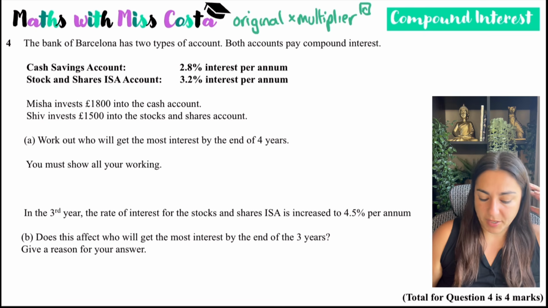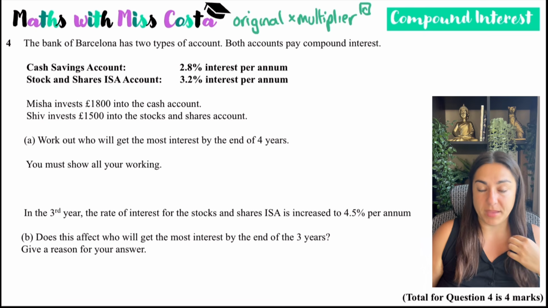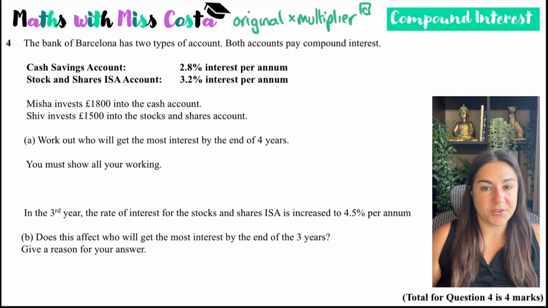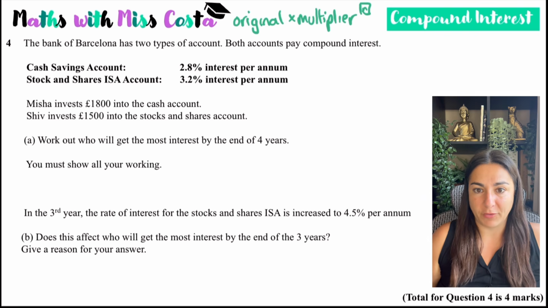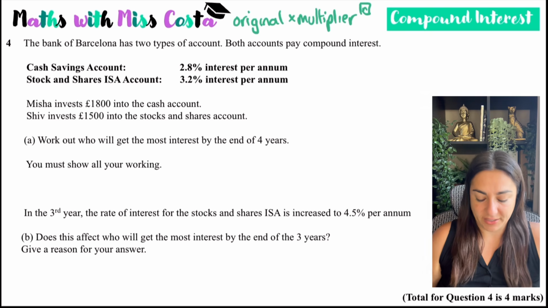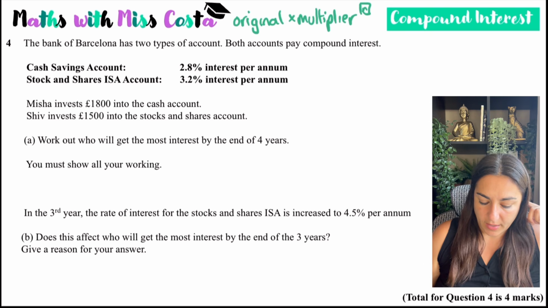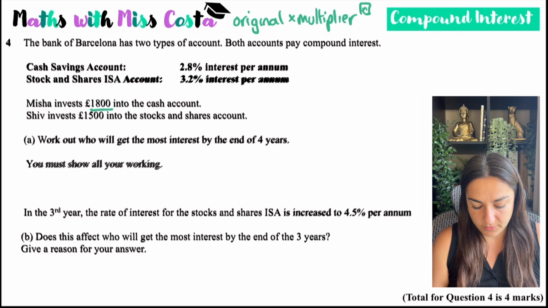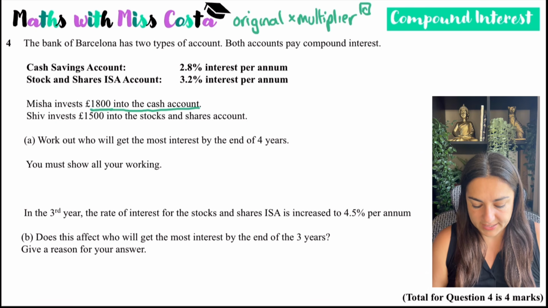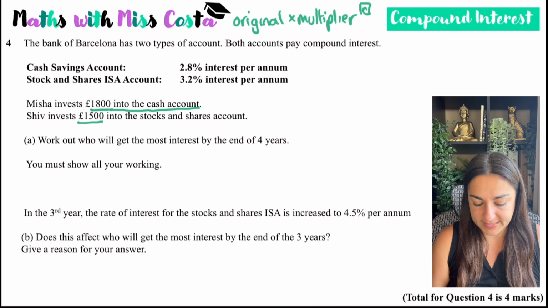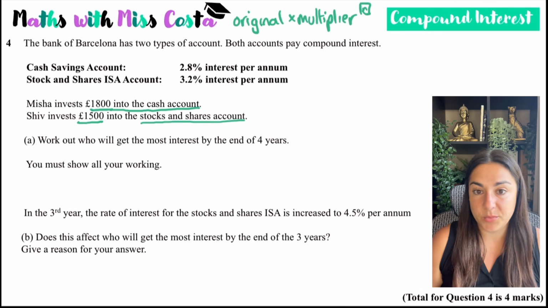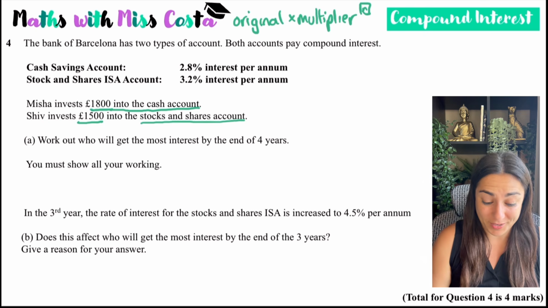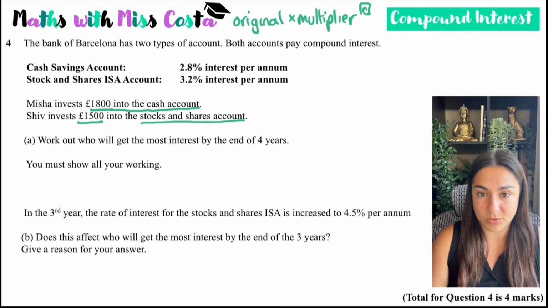So I'm told that the Bank of Barcelona has 2 types of bank account, and both accounts pay compound interest, which means that all the money that you put in, you're going to get interest on everything that you've put in, and each year it's going to increase and increase. So Misha invests £1,800 into the cash account, and Shiv invests £1,500 into the stocks and shares account. Work out who will get the most interest by the end of 4 years. Now, this is a key part of the question because so many people get caught out by this.